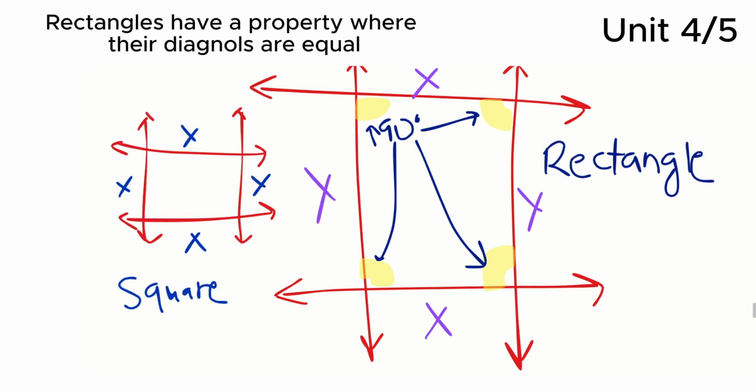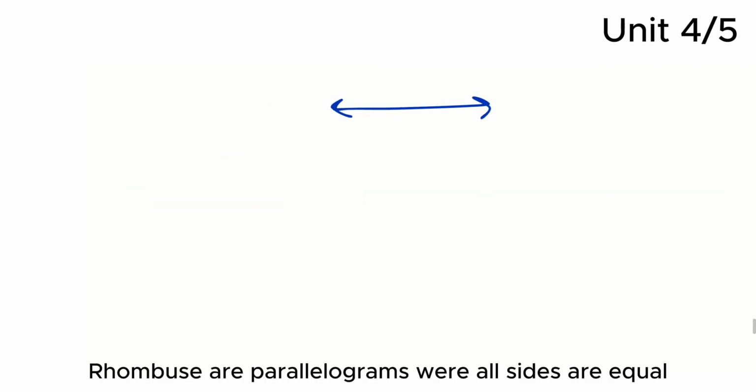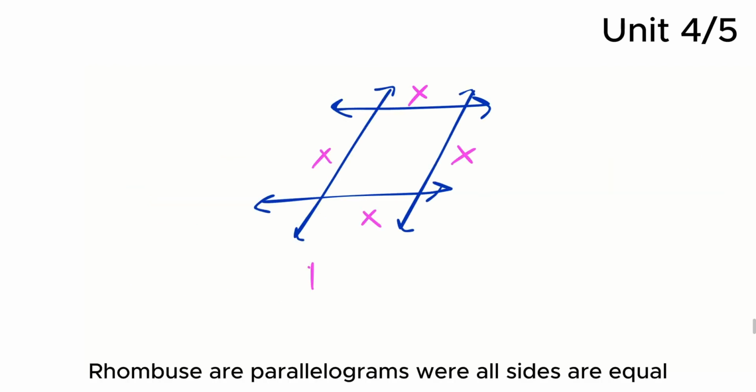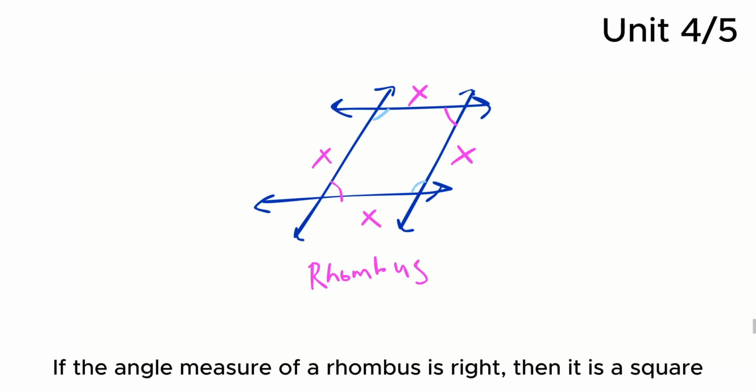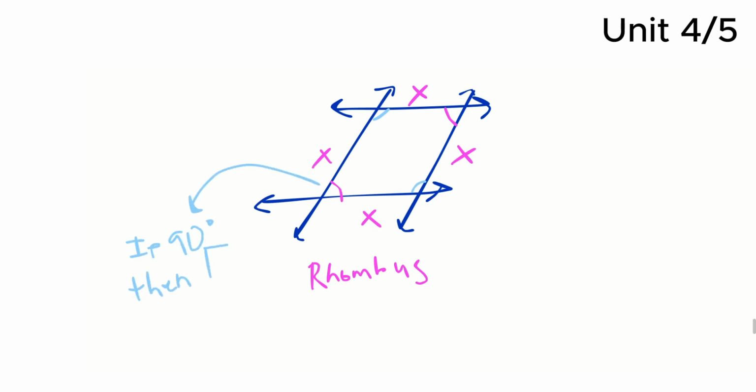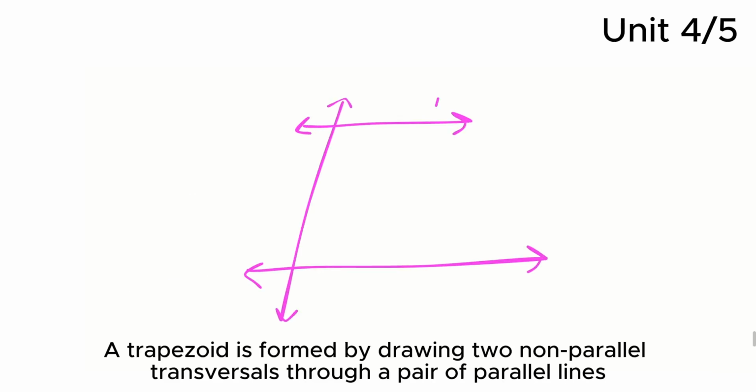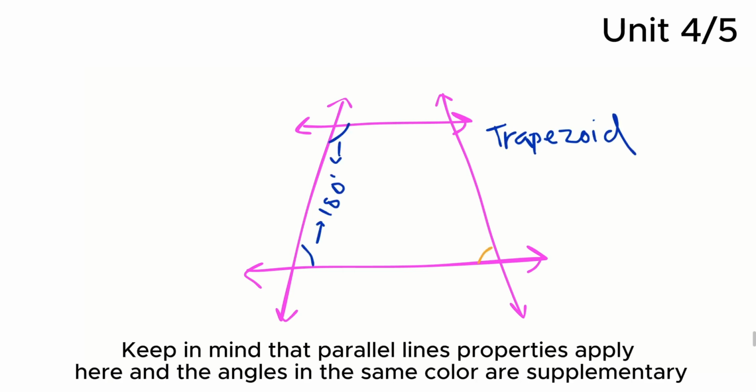Rectangles have a property where their diagonals are equal. Rhombi are parallelograms where all sides are equal. If the angle measure of a rhombus is right, then it is a square. A trapezoid is formed by drawing 2 non-parallel transversals through a pair of parallel lines. Keep in mind that parallel lines properties apply here, and the angles in the same color are supplementary.